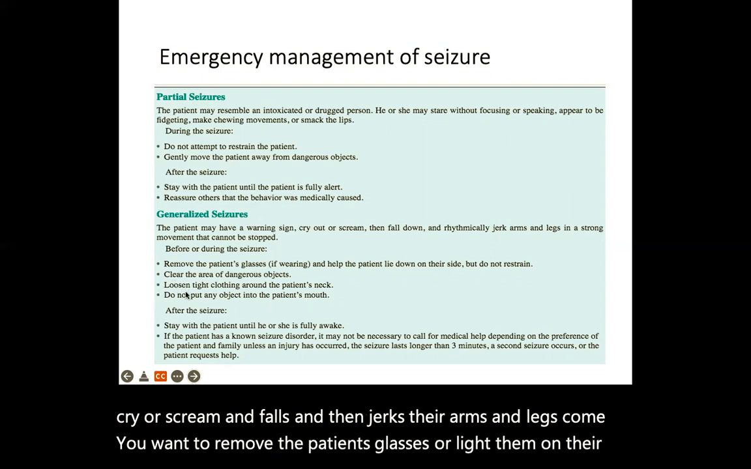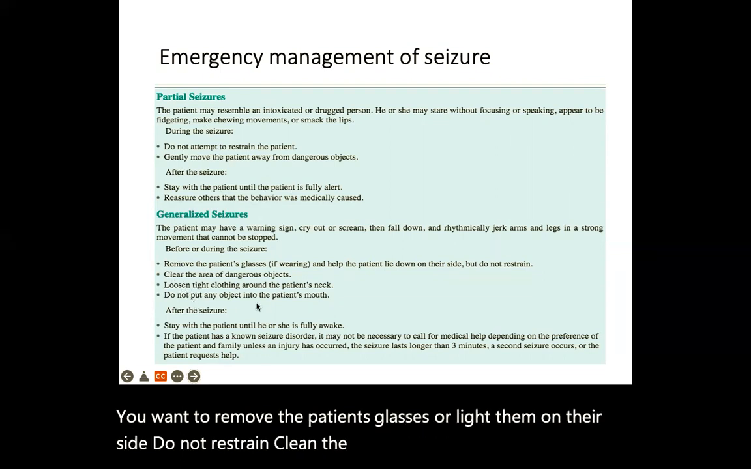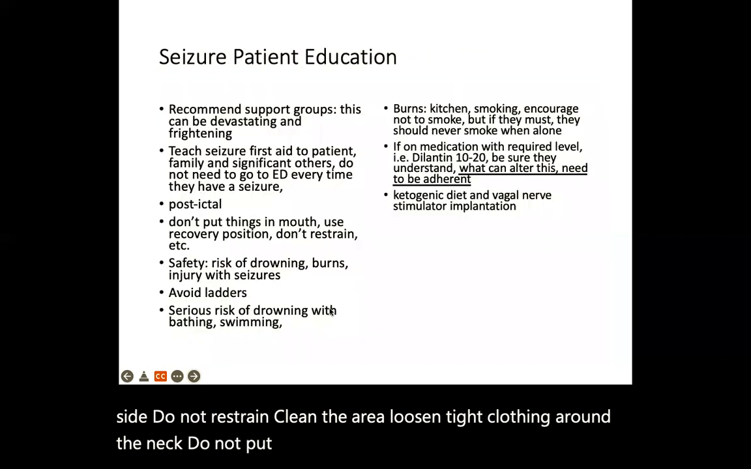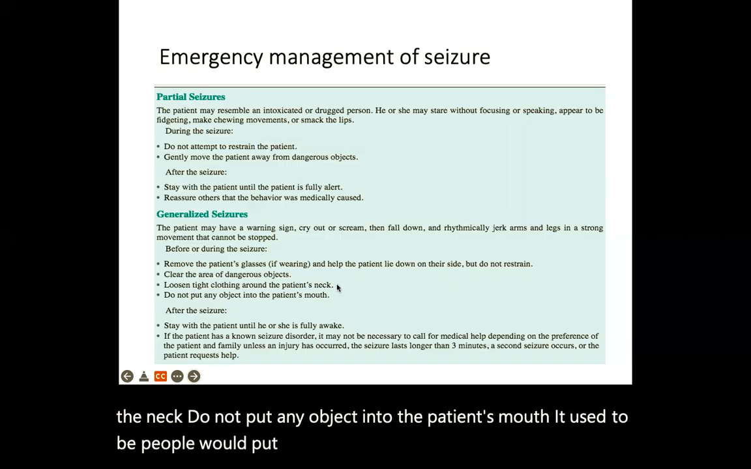Do not restrain, clean the area, loosen tight clothing around the neck. Do not put any object into the patient's mouth. It used to be people would put spoons in the mouth. I don't know. Do not put anything in the mouth.